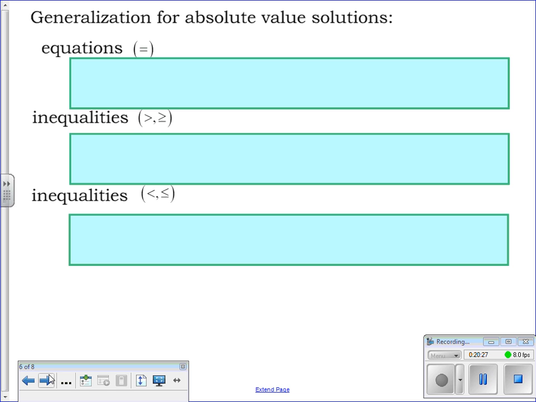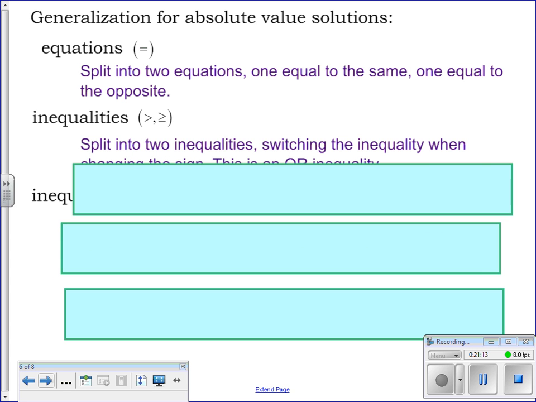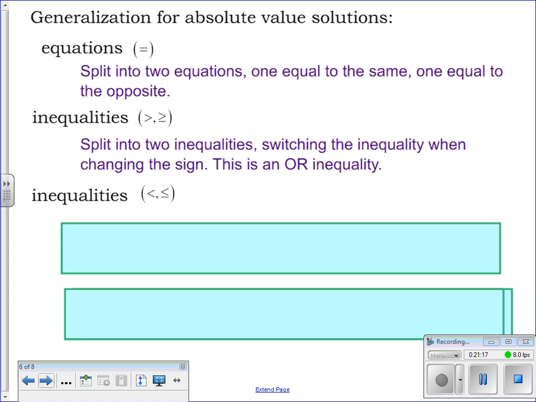So, generalization for absolute value solutions. For the equations, if they're equal, split into 2 equations, one equal to the same, one equal to the opposite. Inequalities, greater than or equal to, split into 2 inequalities, switching the inequality when changing the sign. This is an or inequality.